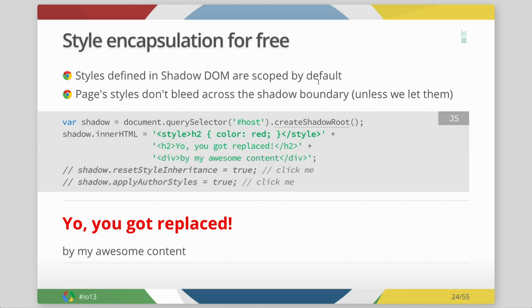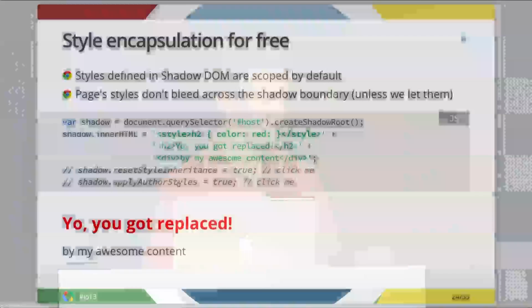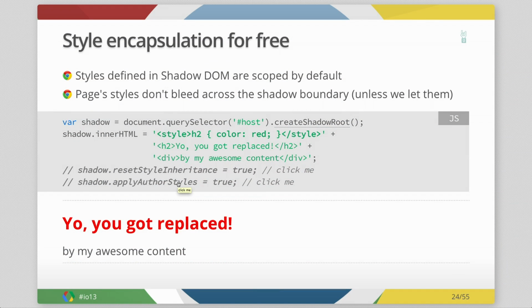So if you're creating, again, a component and you want to embed this thing on your page, maybe you have a certain look and feel that you want to preserve. You don't want that thing to look completely out of place on your page. You want it to be seamlessly integrated. So we have a couple properties we can set. We have reset style inheritance, and we have apply author styles. Apply author styles is great.